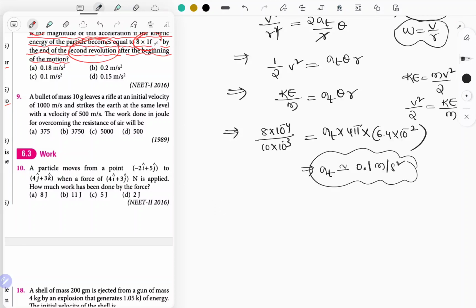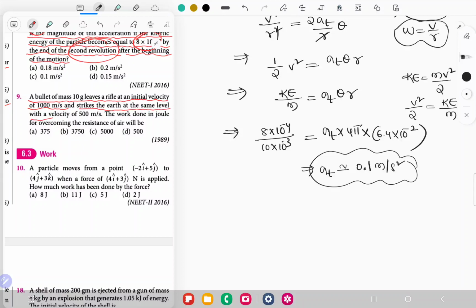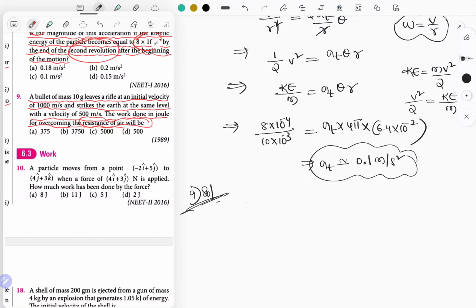A bullet of mass 10 grams leaves a refill at an initial velocity of 1000 meter per second and strikes the earth at the same level with a velocity of 500 meter per second. The work done in joule for overcoming the resistance of air will be? Simply, we can use the work energy theorem. They gave initial velocity and final velocity, and they're asking work done.